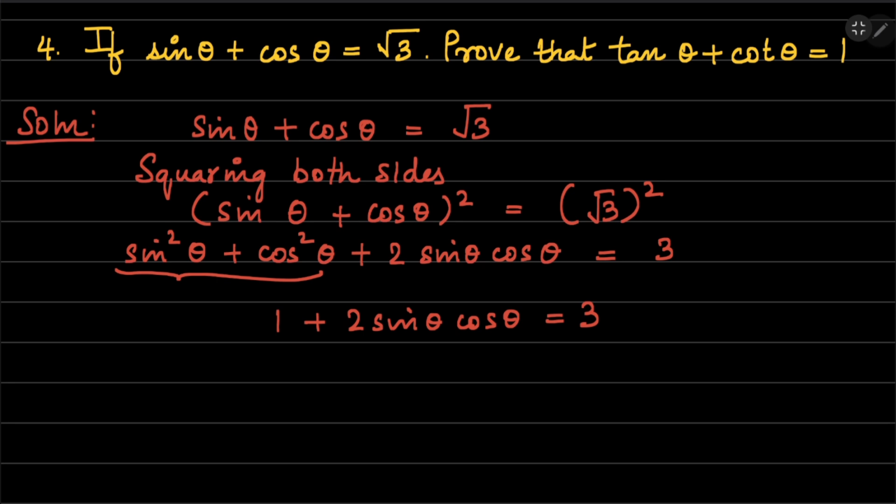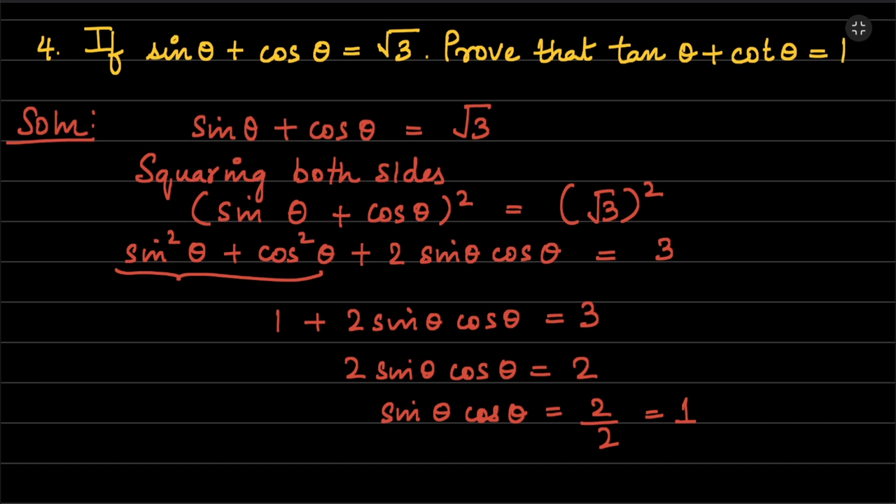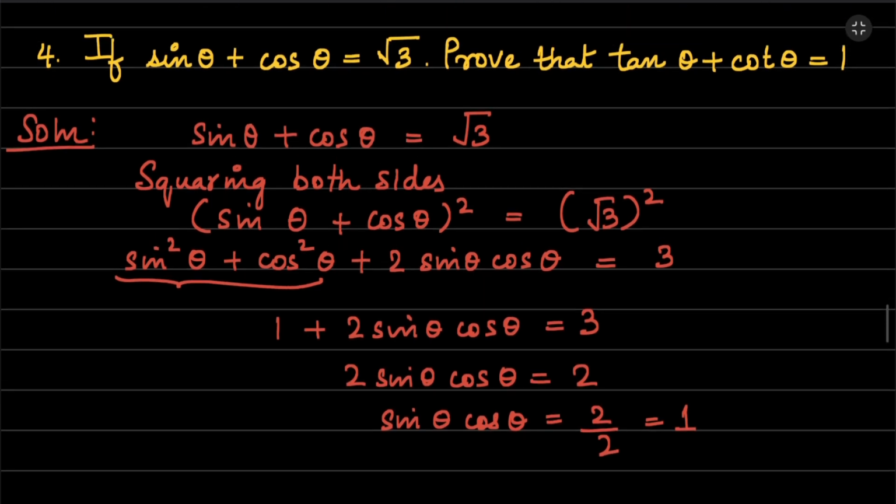So this plus 1 will go to the other side RHS. It will become 3 minus 1. So 2 sine theta cos theta is equal to 3 minus 1, which is 2. So sine theta cos theta is equal to 2 by 2, or you can just cancel 2 by 2, which is 1. Correct? Now let us take the LHS. You have to prove tan theta plus cot theta is equal to 1. Now you can take the LHS here.